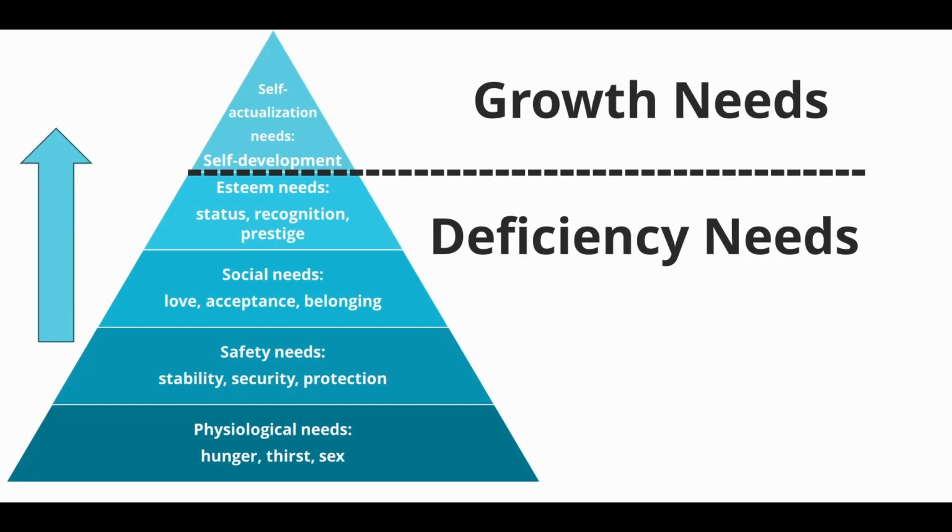Needs can be further divided into two broad classes: deficiency needs and growth needs, where the motivation for deficiency needs decreases as they are satisfied. Just think of hunger when you eat, while growth needs increase as they are satisfied. For example, as you become better at a certain skill, you are motivated to become even better.